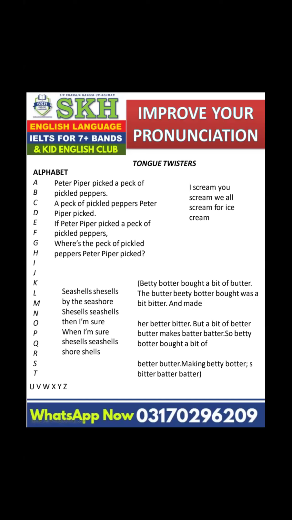Peter Piper picked a peck of pickled peppers. Where is the peck of pickled peppers Peter Piper picked? Ice cream, you scream, we all scream for ice cream. Seashells, she sells by the seashore. She sells seashells. Then I'm sure. Seashells, shores. The butter Betty Butter bought was a bit bitter and made her better, bitter, but a bit of better makes a better. So Betty Butter bought a bit of better, making Betty Butter bitter, better.